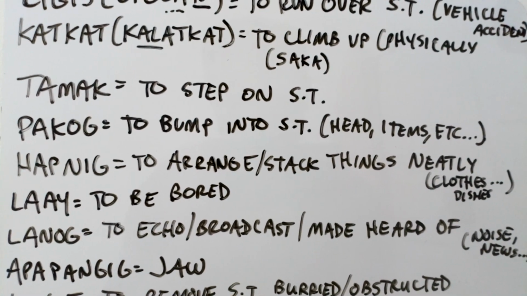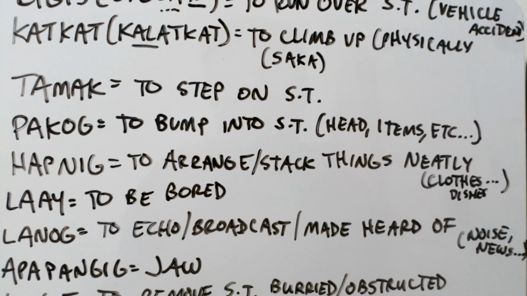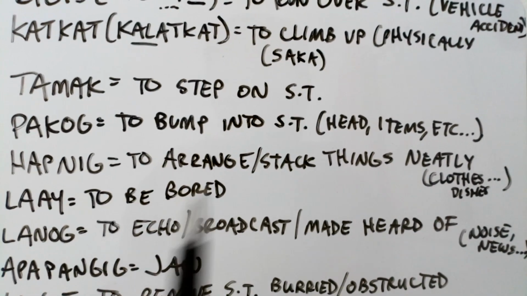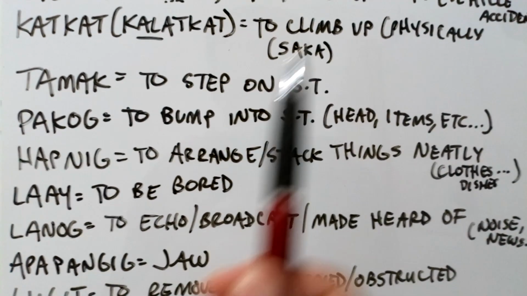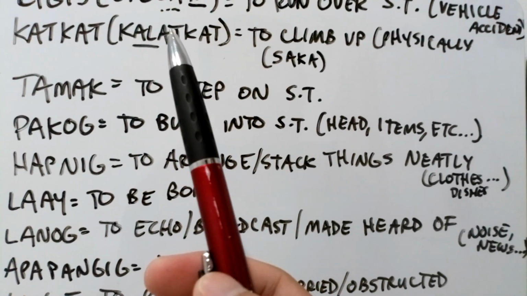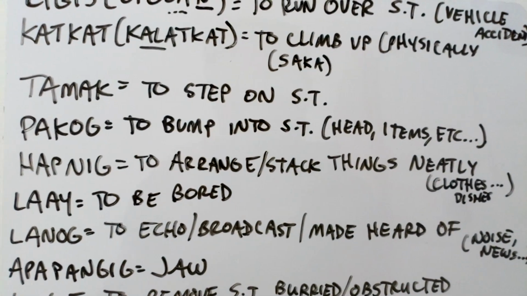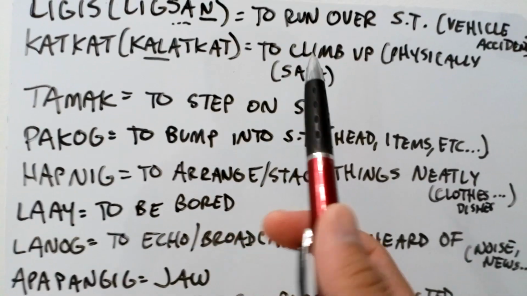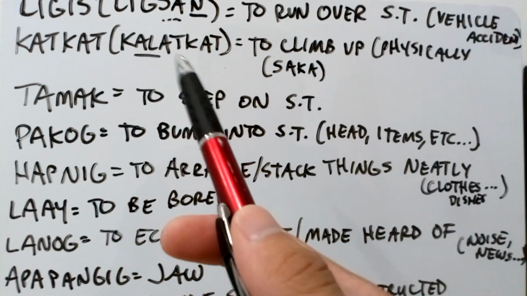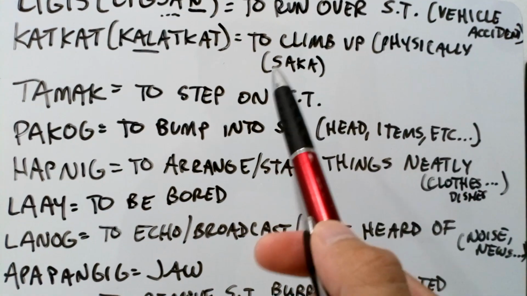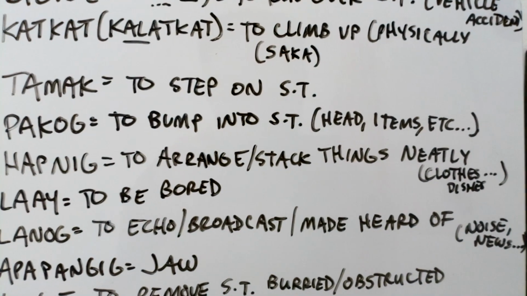Nagsakat siya sa kahoy. Nagkalatkat siya sa kahoy. So this person went up the tree, this person climbed up the tree. So just be careful of those subtle differences, because those also happen in English. Like you can go up, you can climb up, you can get up, right? But this verb specifically is to climb up physically. Saka in general just means to go up or to rise, okay?